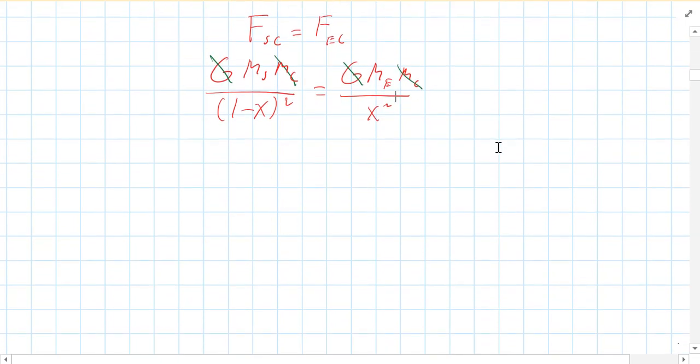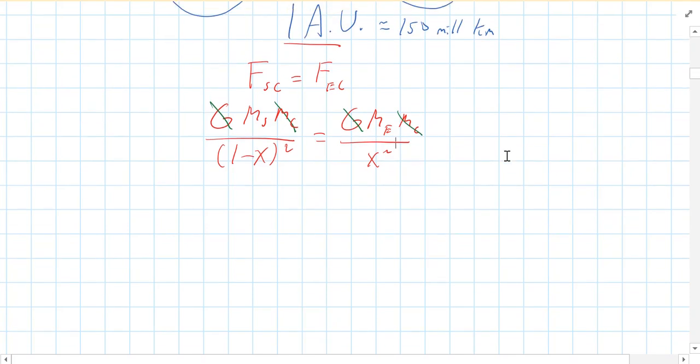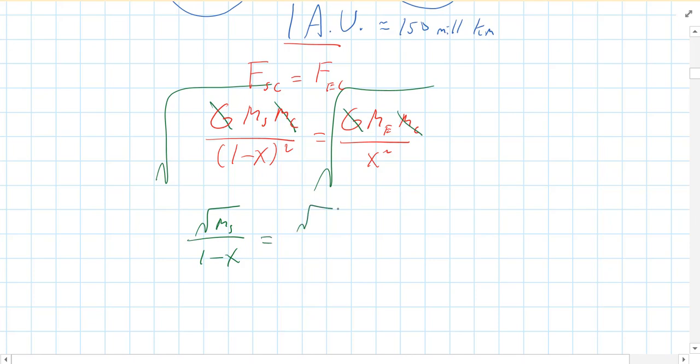Okay. Now, at this point, you could certainly FOIL this out, and you'd have a quadratic. However, we're going to cheat. Now, don't tell your math teacher this because they'll get really mad, but we're going to square root both sides. So you get the square root of the mass of the sun over 1 minus x equals the square root of the mass of the Earth over x.